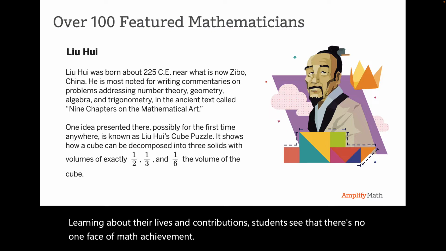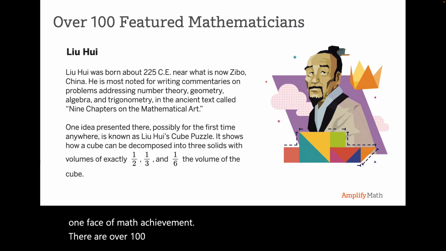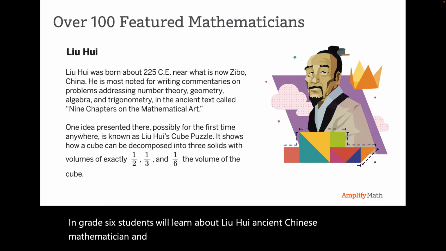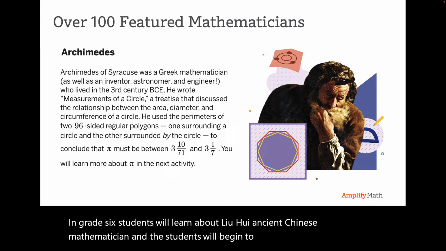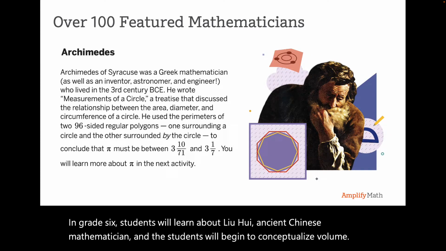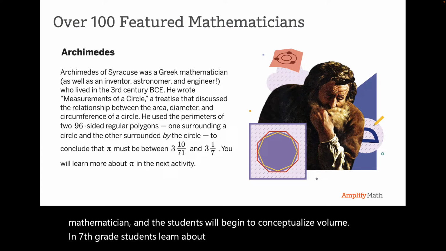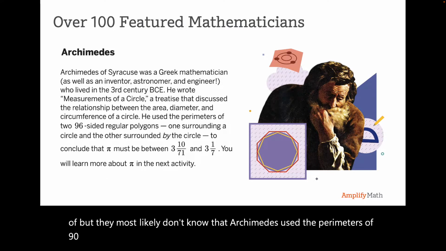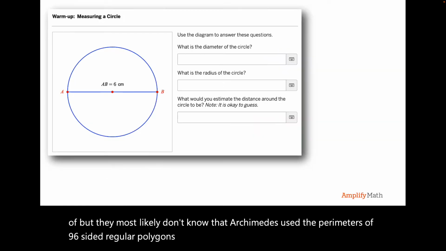There are over 100 diverse mathematicians featured throughout the program. We'll start with a couple of historical mathematicians. In grade 6, students will learn about Liu Hui, an ancient Chinese mathematician, and the students will begin to conceptualize volume. In 7th grade, students learn about Archimedes, whom they may have heard of, but they most likely don't know that Archimedes used the perimeters of 96-sided regular polygons to calculate pi.